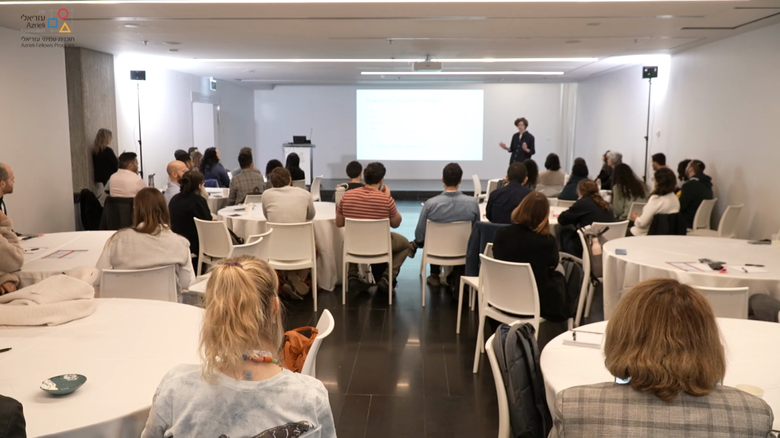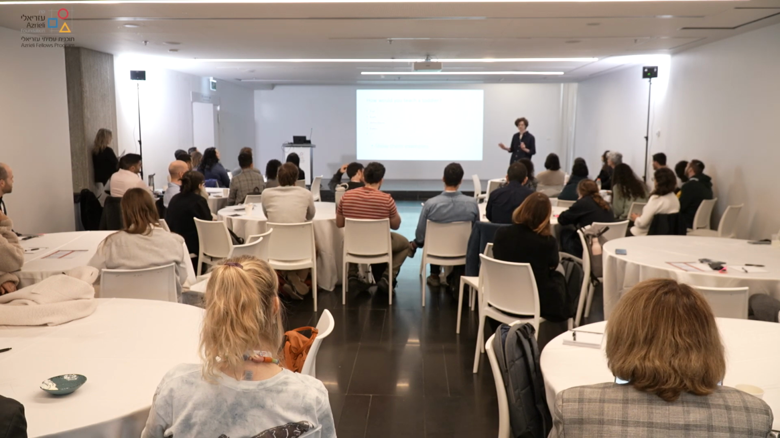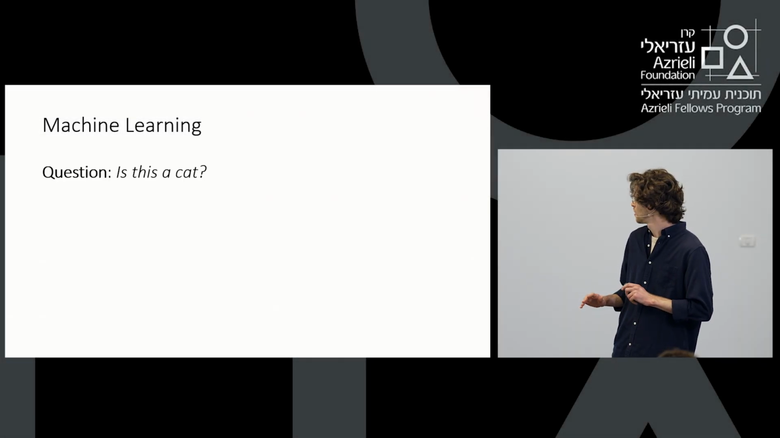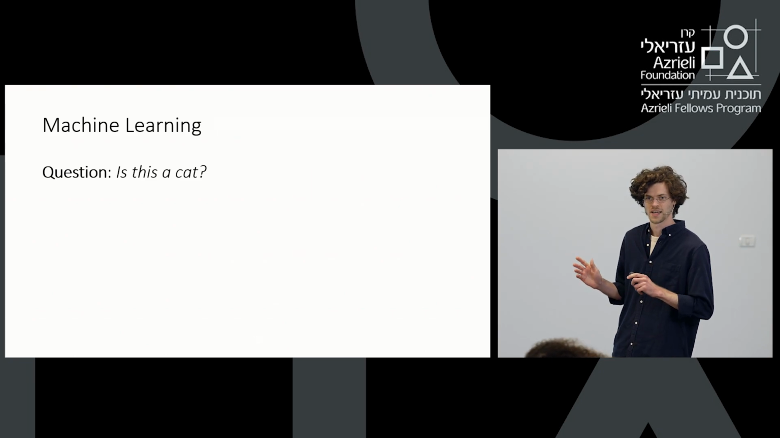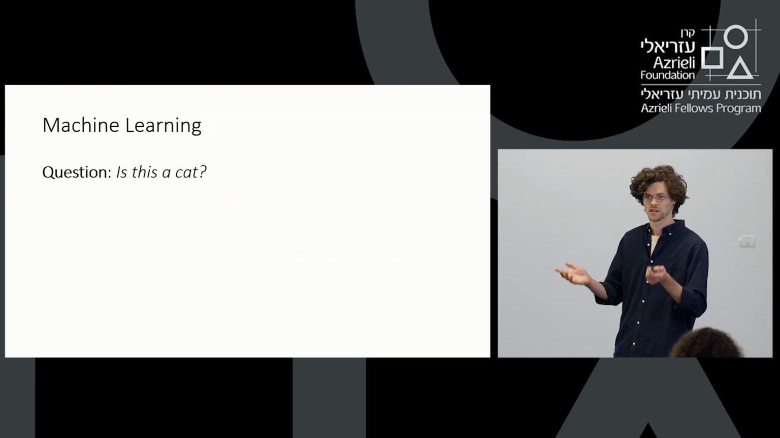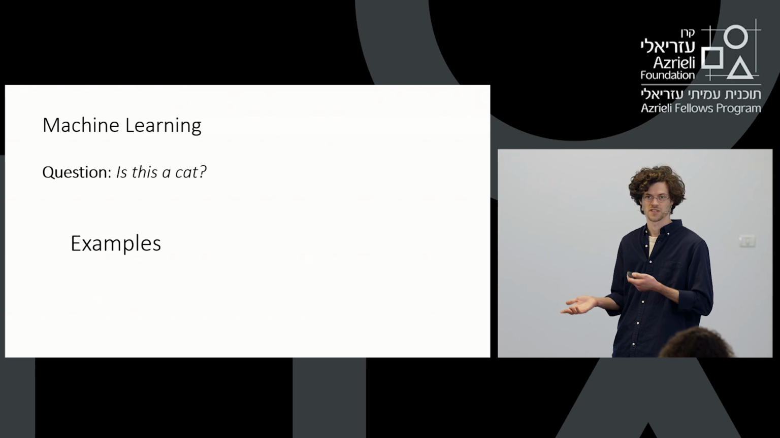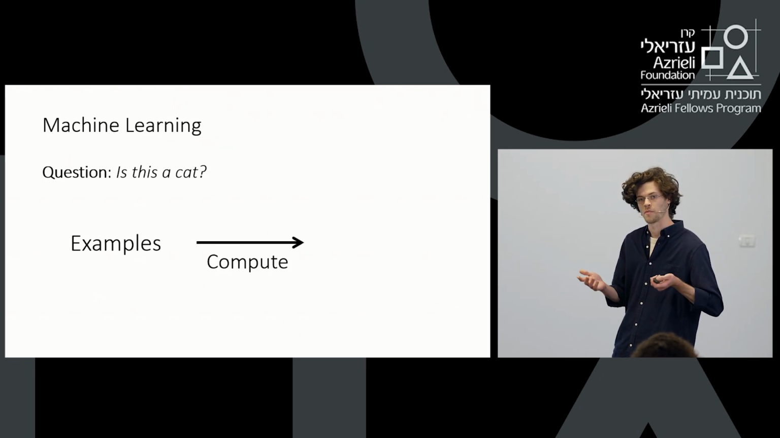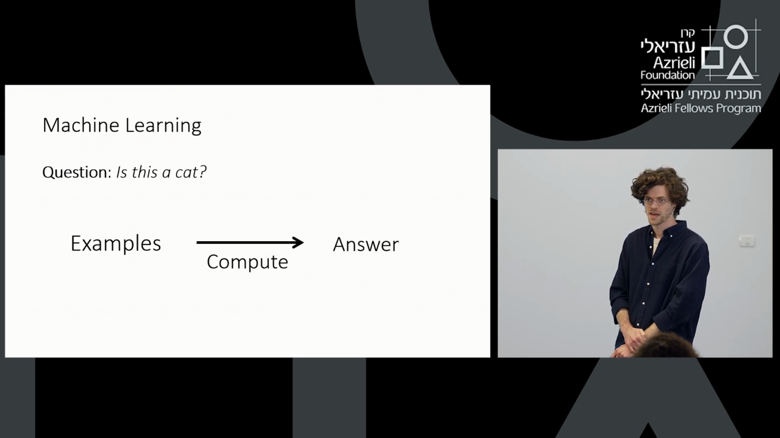And this paradigm is used to solve all sorts of tasks in computer science, and this is what's known as machine learning. So machine learning always starts with a question. It can be, is this a cat? And how we solve this question is by collecting examples of pictures of cats and pictures that aren't cats, and making some sort of computation that's supposed to make sense out of those examples. And then, based on that, we can predict and answer new questions.